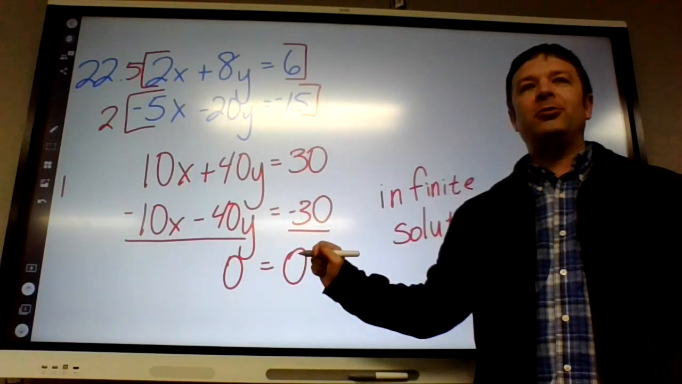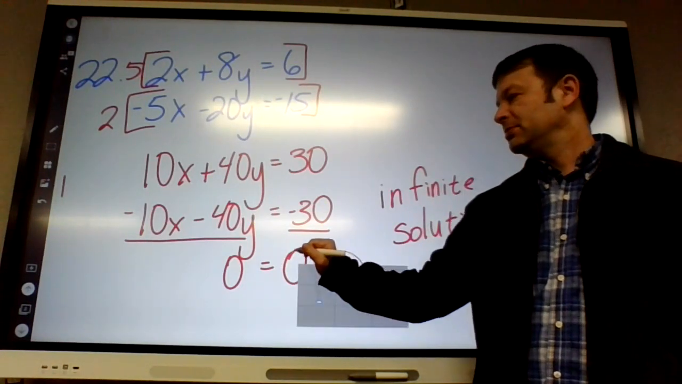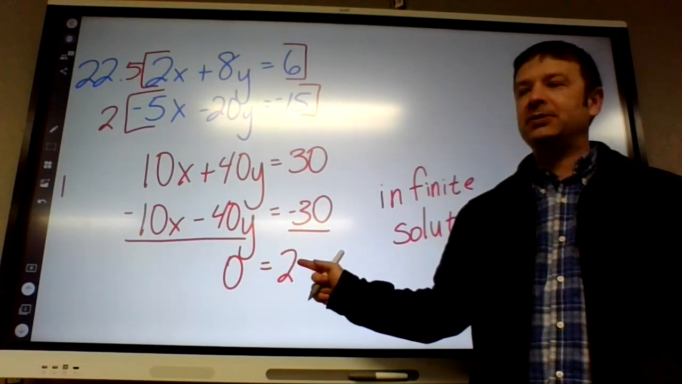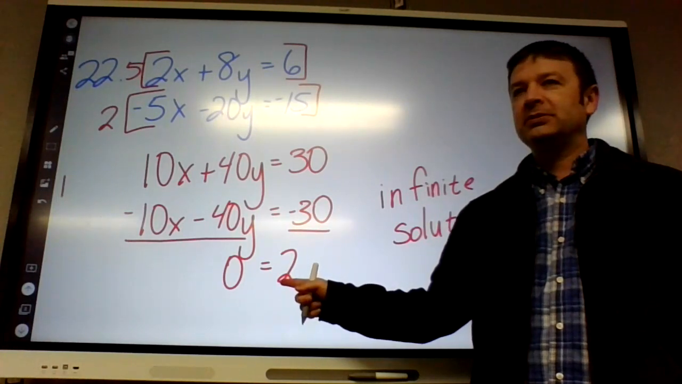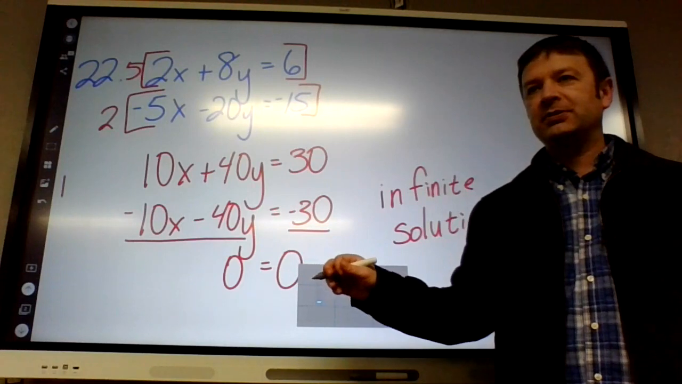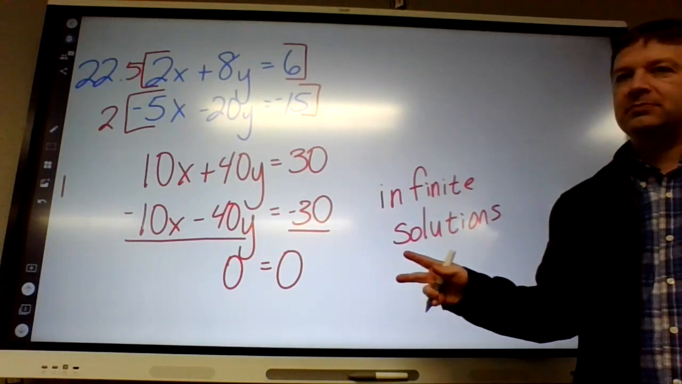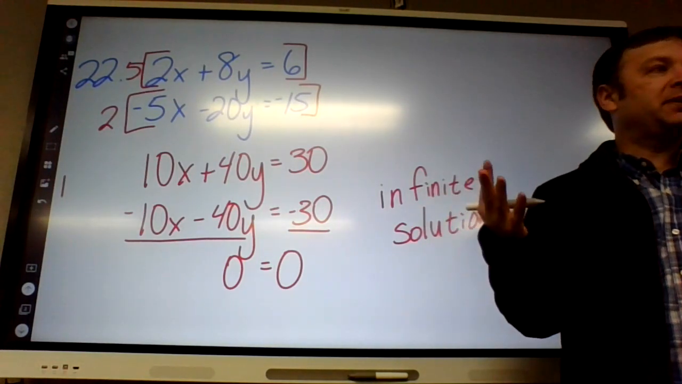How do I know what would have made it no solution? Like 4 equals 0, or 0 equals 2. Something that's not true. This is no solution. If it's true, that's infinite solutions. What if the 2 was on this side? It doesn't matter. 2 equals 0 is nonsense, and that basically means it's not going to work.